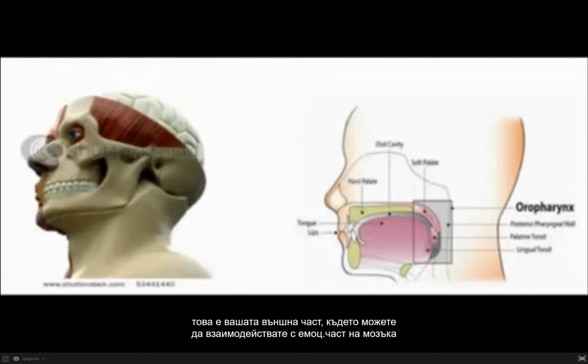And actually this joint, what we call articulatio maxillomandibularis in Latin, is your outer part where you are able to interact with the emotional part of the brain, as Mr. Kesh said. And if you want to connect the physical part and the emotional part, you're supposed to apply the devices in that part of your face, because this is the outer part which is the connection with two parts of your brain, emotional and physical.